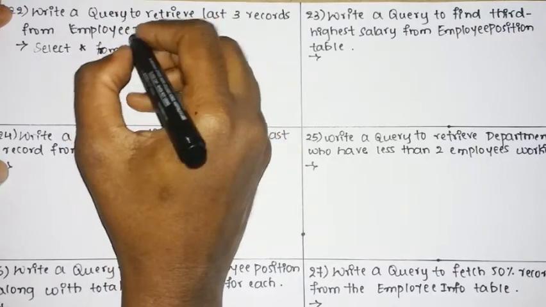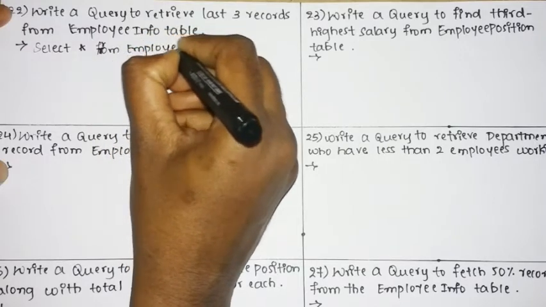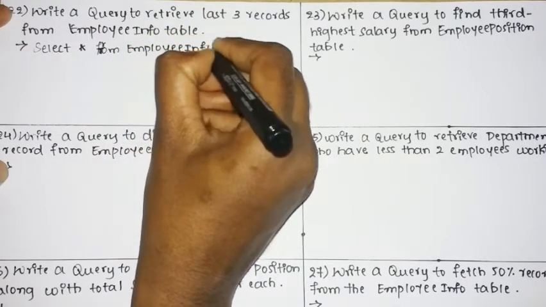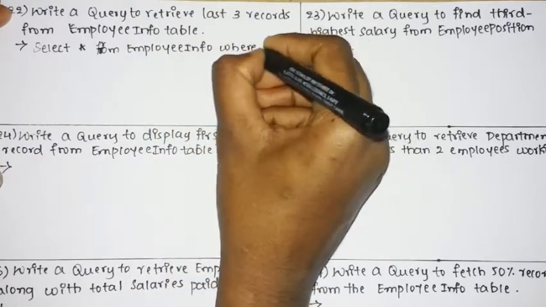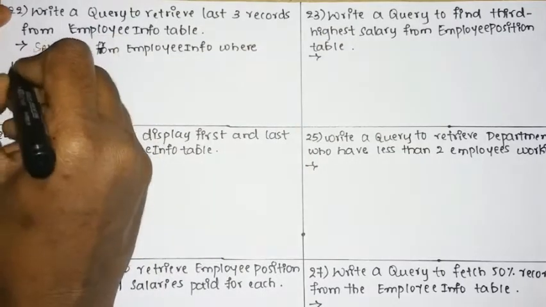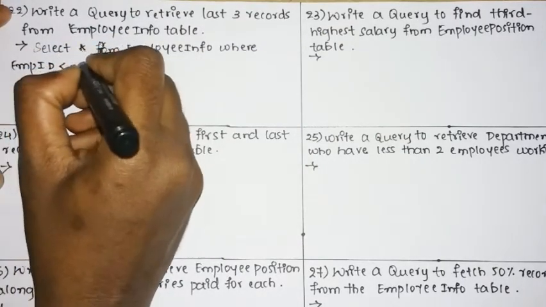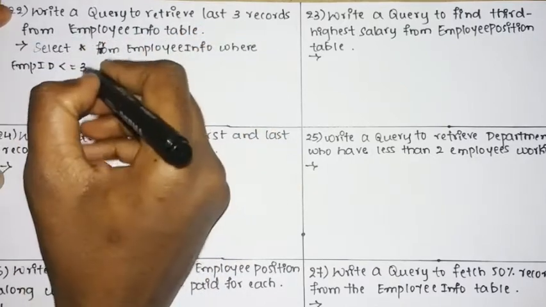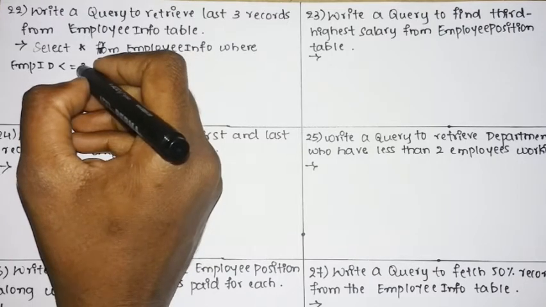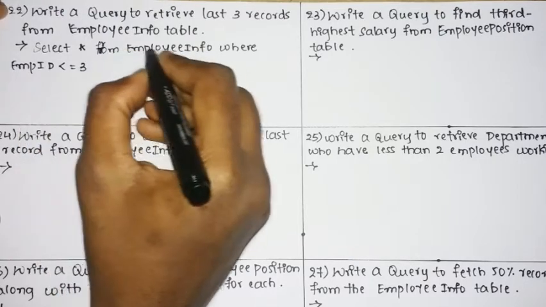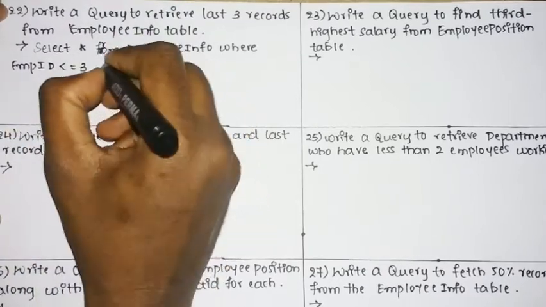The name of the table is employee info. So select star from employee info where employee ID should be less than or equal to 3. So you need only 3 records. You can retrieve the last 3 records from the employee info table with respect to employee ID. So select star from employee info where employee ID should be less than or equal to 3.